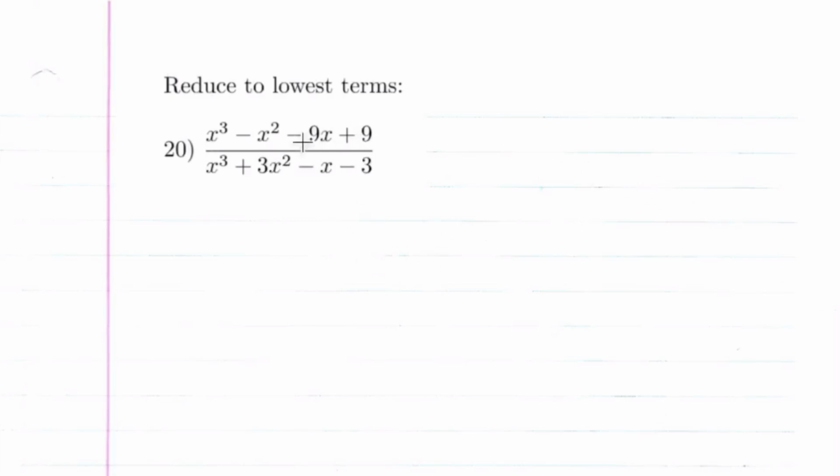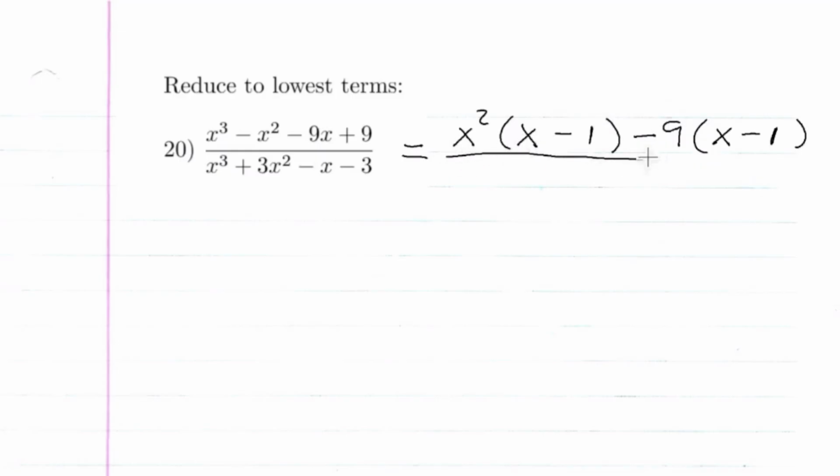Right, so we wish to reduce this expression to lowest terms. So if I look at the first two terms in the numerator, I know I can factor out an x squared, and this leaves me with an x minus 1, right? x squared times x is x cubed, x squared times negative 1 is negative x squared, and here I'm going to factor out a negative 9, leaving me with x minus 1, right? And as you can see, both terms in the numerator have a common factor of x minus 1. So we'll be able to factor that out.